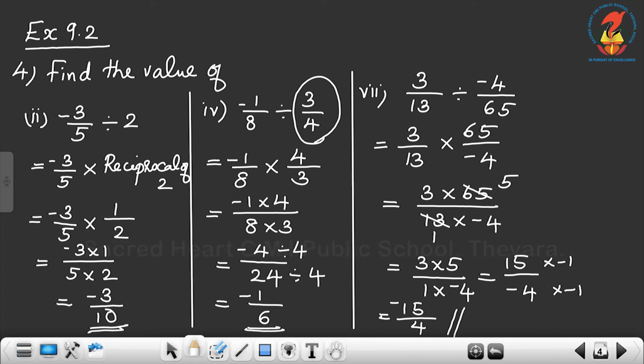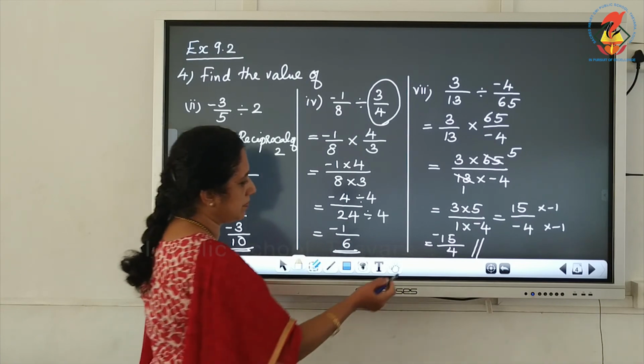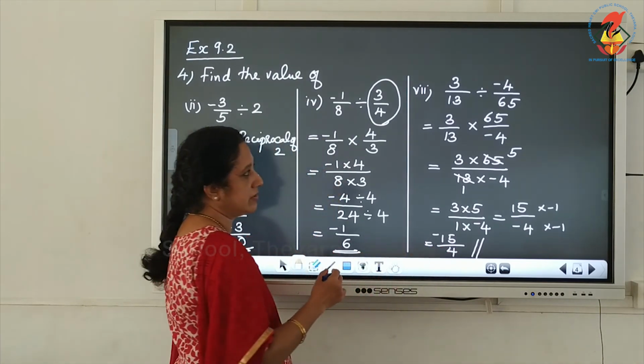So, the answer is negative 15 by 4. Now, further we cannot reduce. So, we can stop here. So, the answer is negative 15 by 4.